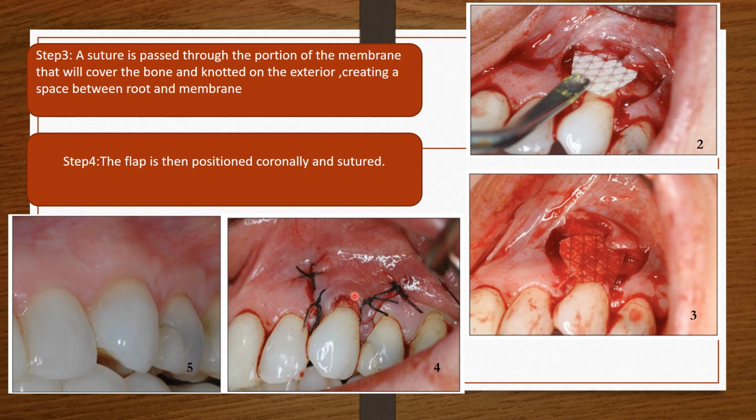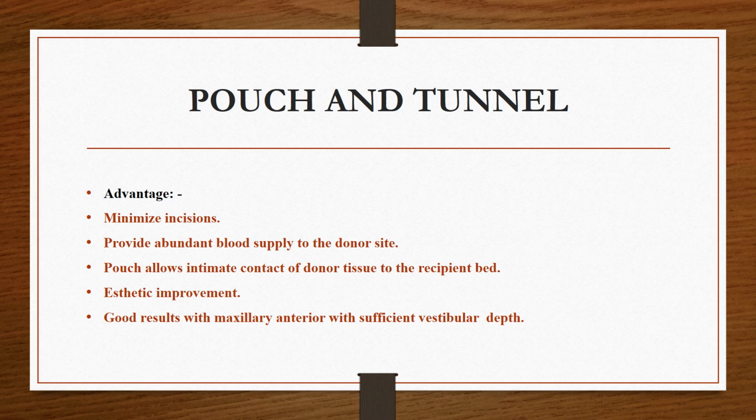If it is nonresorbable, the flap will be placed coronally again to protect the growing tissue and sutured. One week later the sutures will be removed. So that is about the GTR membrane. The GTR technique is better when the recession is greater; for an advanced level of recession you can go for GTR. Then coming to the pouch and tunnel technique.